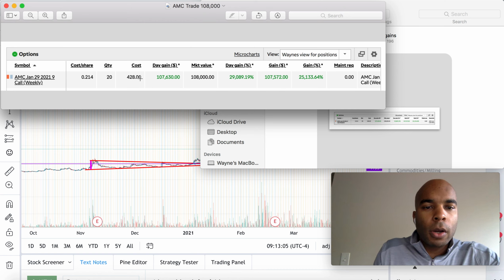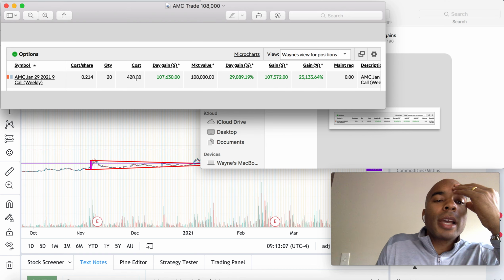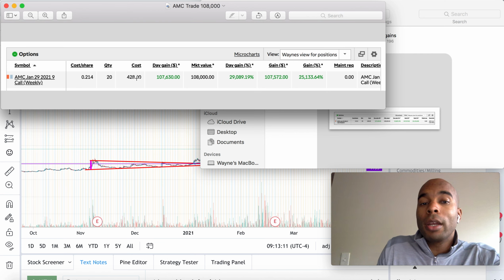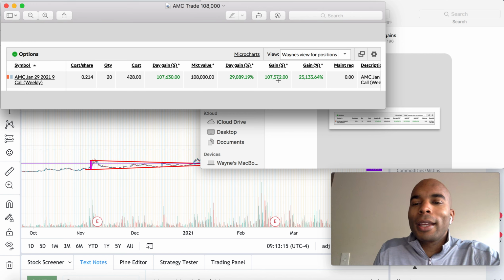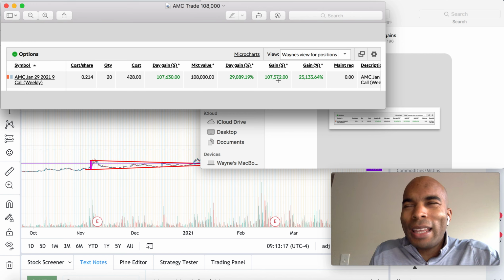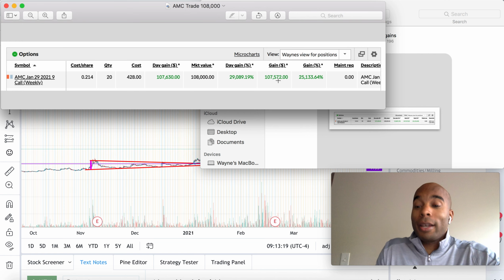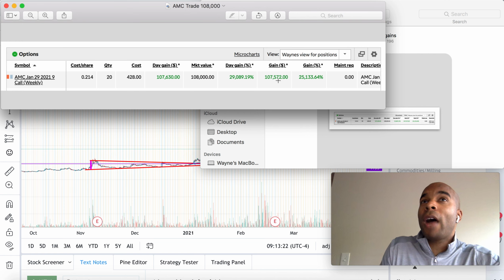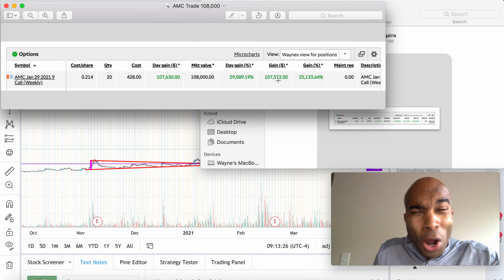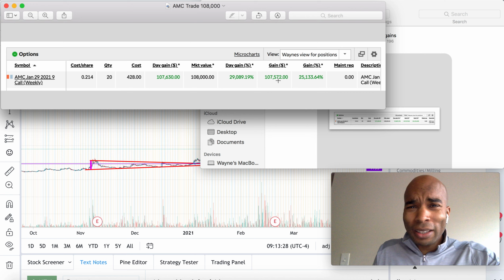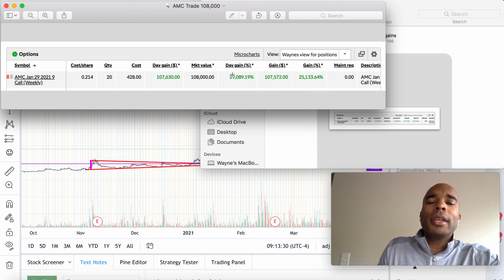Okay, so anyway, think about this. AMC was at $5 a share when I bought these call options for $400. The next day, I woke up to $108,000. I didn't expect that. I thought it was going to go from maybe $5 to maybe $8, and I'd make probably $2,000. 100 grand in a day? What? Now, these options are very risky because they expired that week.